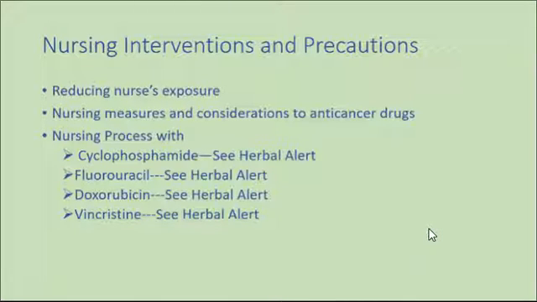Now, nursing interventions, precautions. I wrote this so you can kind of see where you need to be. In chapter 37, anti-cancer drugs exert adverse reactions on rapidly growing normal cells, such as the hair and the skin. It can affect the GI tract, all the mucous membranes, the bone marrow, the reproductive system.